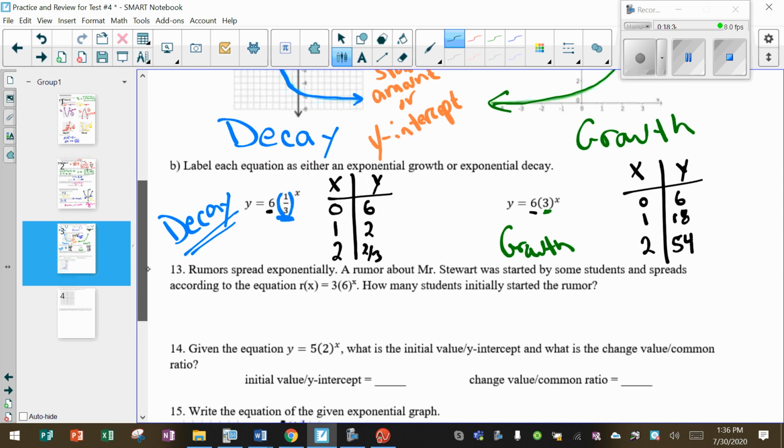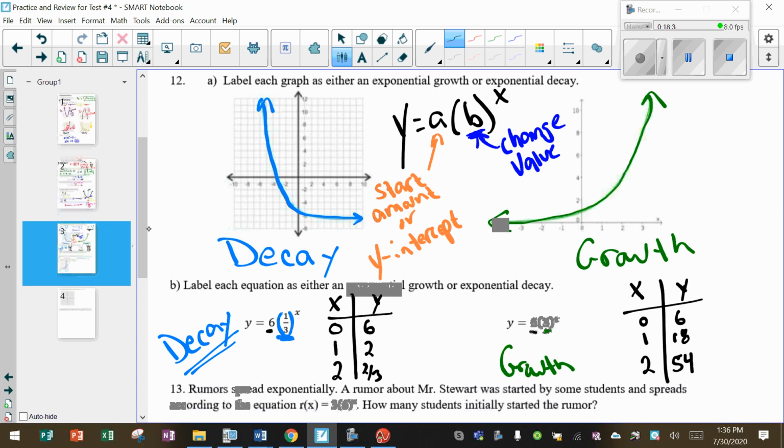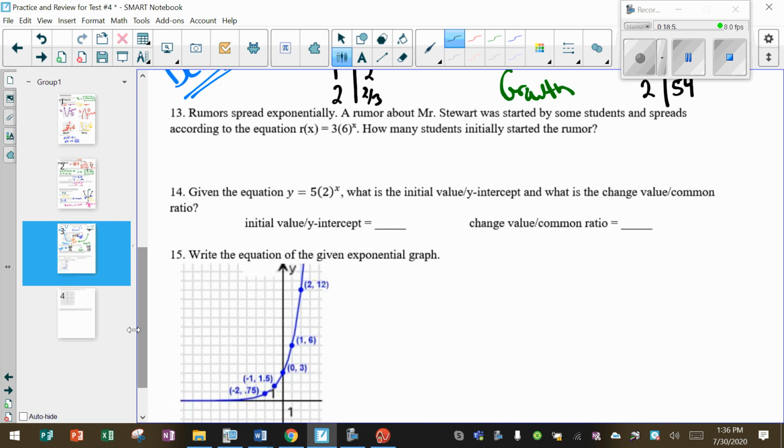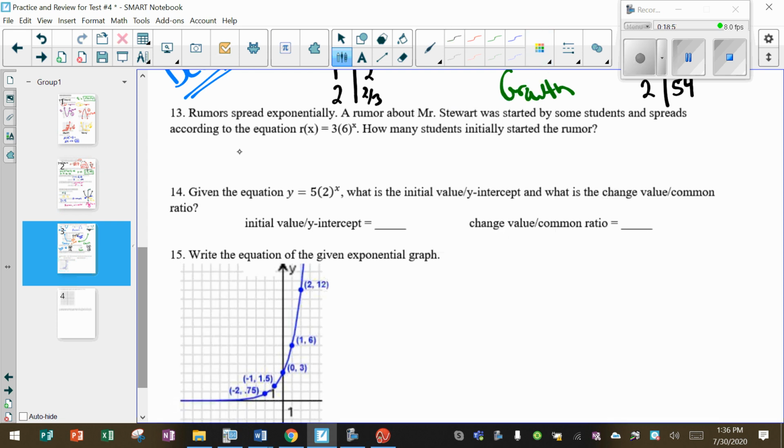So based on what I explained up here, the number that you look for as the starting amount is the number in front of the parentheses, the number that would show us the y-intercept. That's the starting amount. The number in the parentheses attached to the exponent of x is how many new people find out each day. So the starting amount of people for our rumor is 3.